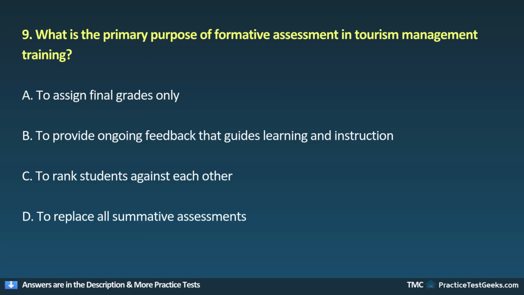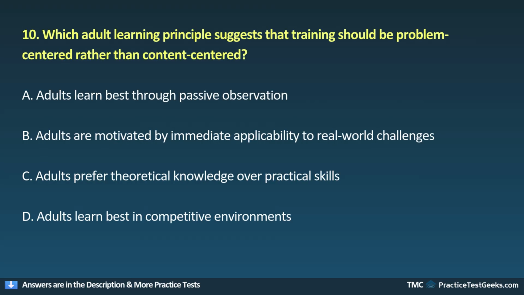A. To assign final grades only. B. To provide ongoing feedback that guides learning and instruction. C. To rank students against each other. D. To replace all summative assessments. 10. Which adult learning principle suggests that training should be problem-centered rather than content-centered?